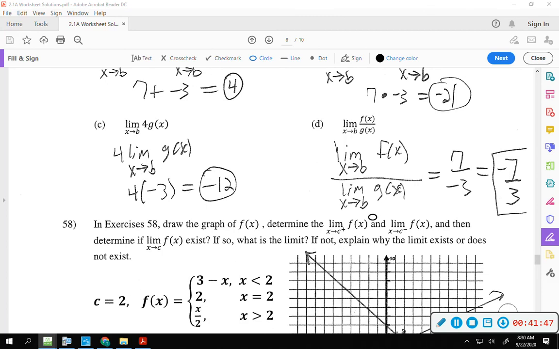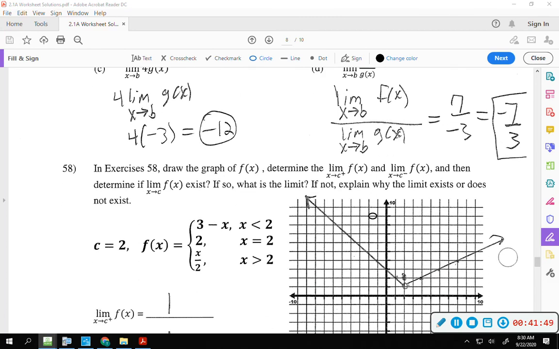58. On problem number 58, you have to draw the function first. And remember I said we're going to have a lot of piecewise functions in this chapter. So 58 and 60, you just have to draw the piecewise function. Start at 2 with an open circle because it's not defined at 2, and then we have a slope of up 1, back 1. It's just a line with a slope of negative 1 and a y-intercept of positive 3.